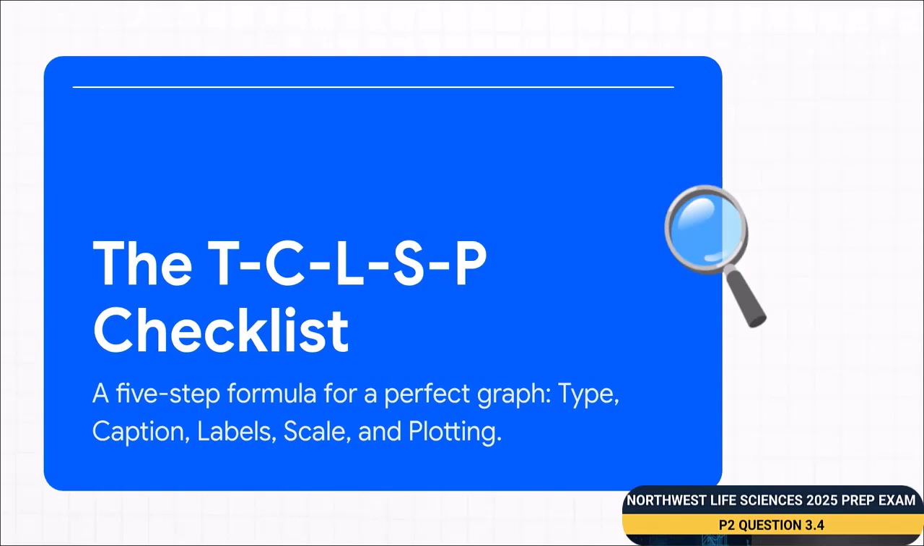We're calling it the TCLS checklist. It stands for type, caption, labels, scale, and plotting. And this isn't just some random acronym we made up. This is literally how the examiners think. It's their marking sheet.